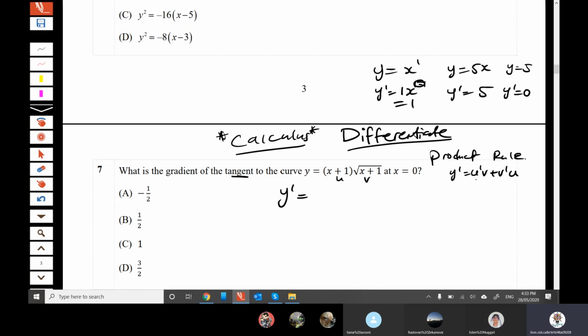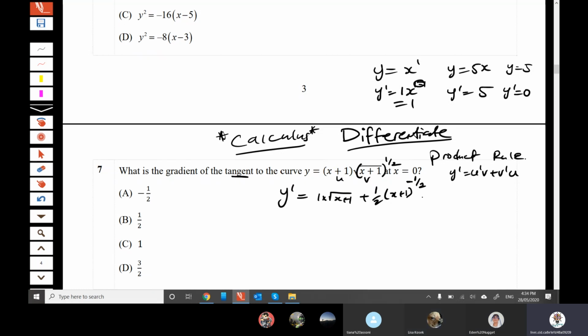So u dash, what is u dash again? 1. 1 times v. Well, v is just v. Plus v dash. What don't I like about this? The square root. Yes, so what must this be written as? Power of a half. You said it. Okay, now bring it down. And then it's half. And then x plus 1, and then to the power of negative half, because you take away 1.